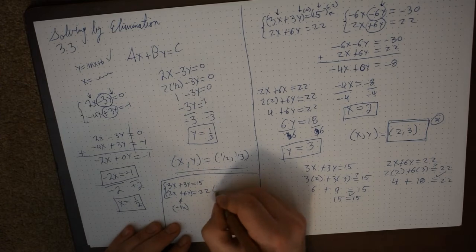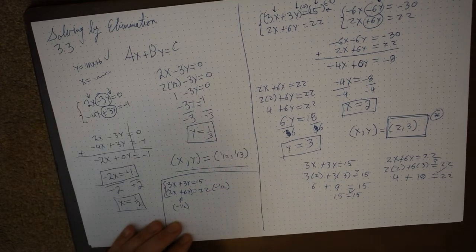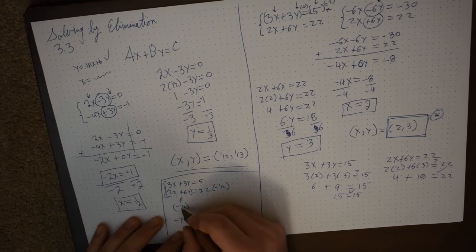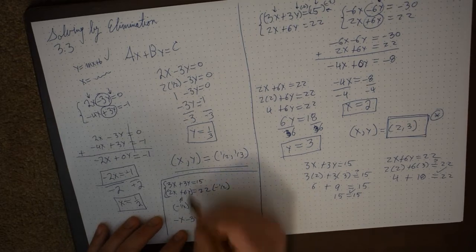And what we do to one side, we have to do to the other. Negative 1/2 times 2x would give us a negative x, and negative 1/2 times 6y would give us a negative 3y, and that'd be equal to negative 11. And that top equation, 3x plus 3y is equal to 15.